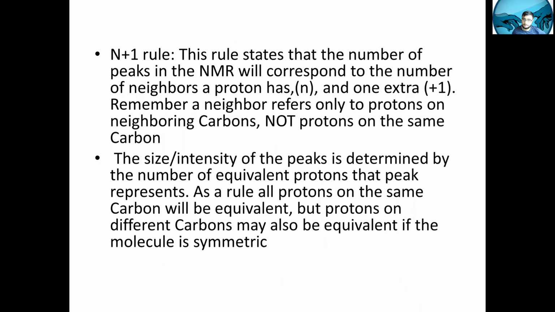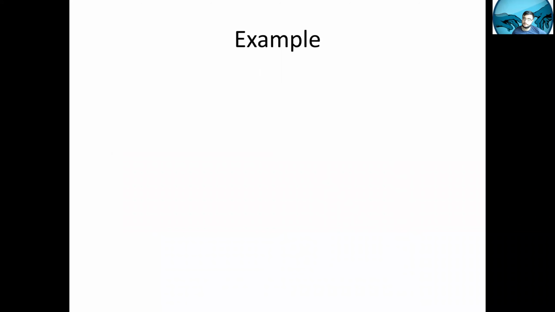All right, moving on. And that's all it is, proton NMR. There are two things you have to keep in mind: intensity with equivalent carbons, and number of peaks, which is the n+1. Remember, neighbors, neighboring carbons, and equivalent carbons. That's really all.